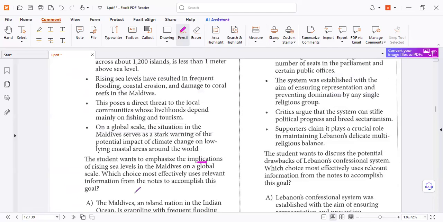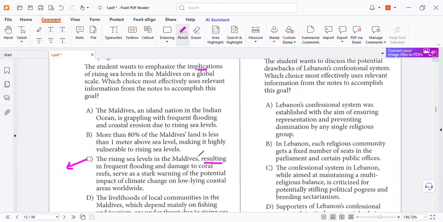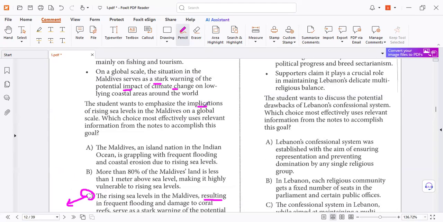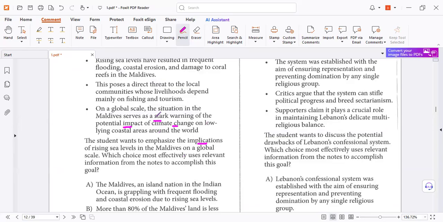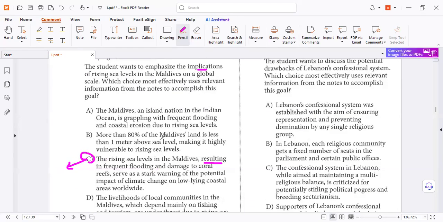Look, he said a stark warning, potential impact on climate change. You see? So implications, as you know, means conclusions, resulting. But wait, he said here it serves as a stark warning. It's correct. People solve the problem with the word implication meaning resulting conclusions. This part. Yes. Okay.